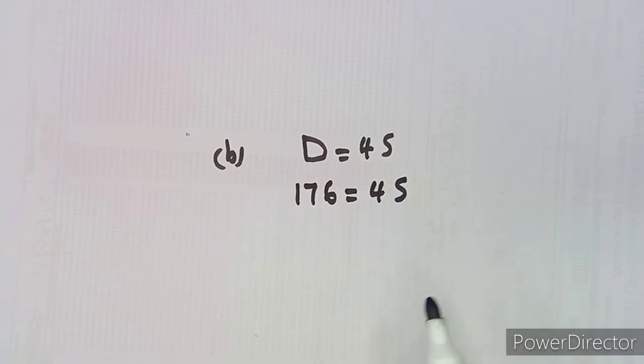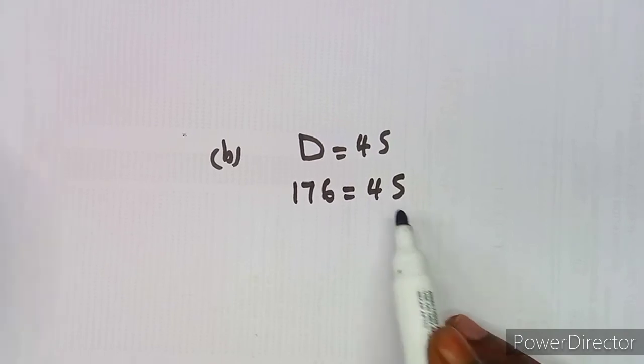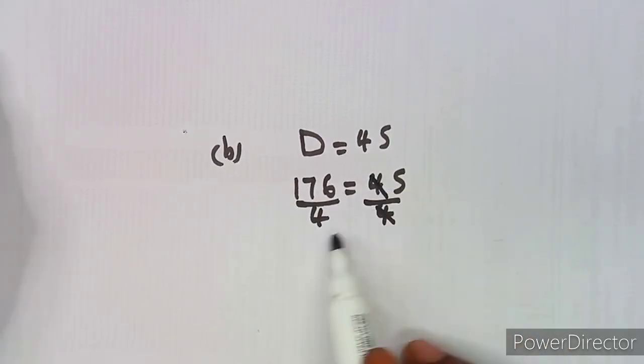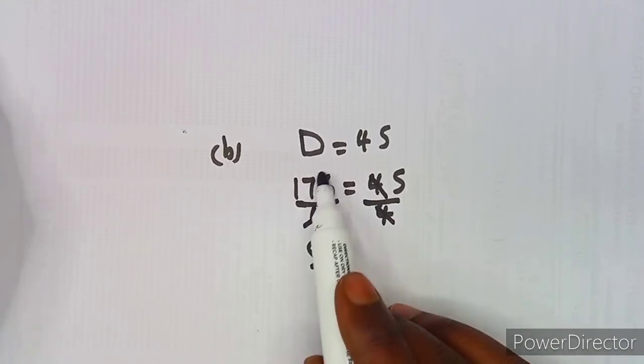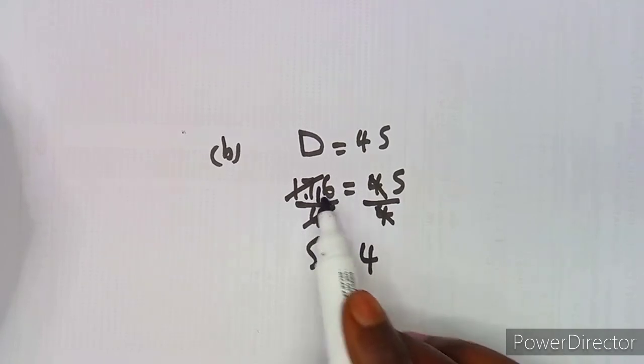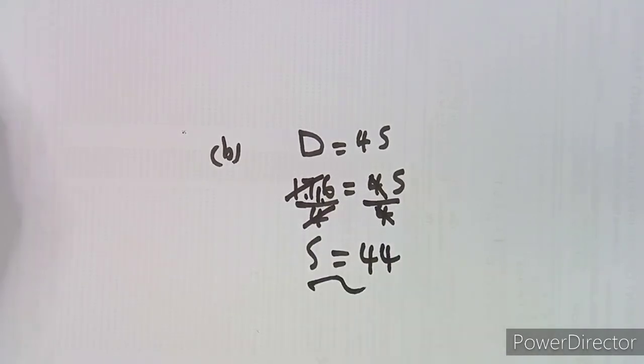So how can I find s? Actually, it's an equation, just like any normal equation. To find s, I'm going to divide by 4, because I'm multiplying. So s is going to be 176 divided by 4. Remember, 4 into 17 is 4 with a remainder of 1, and 4 into 16 is 4. So s is going to give us 44.